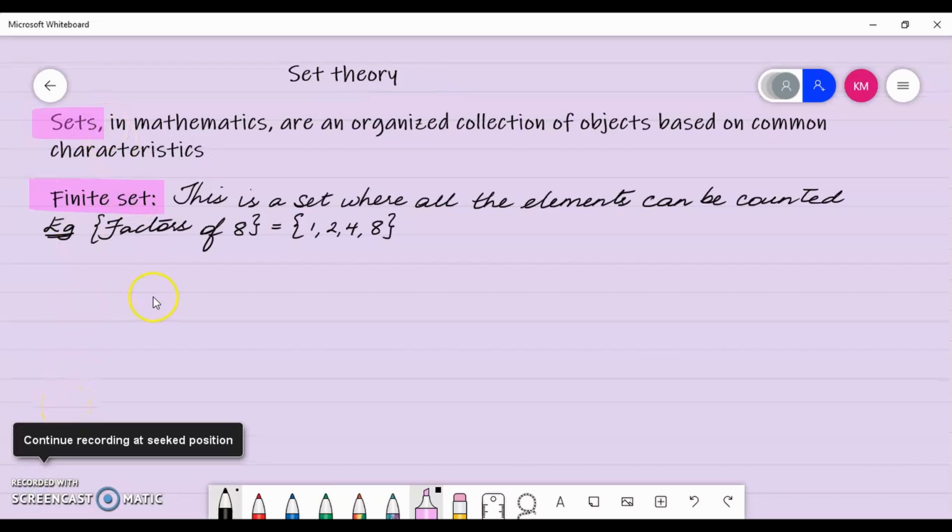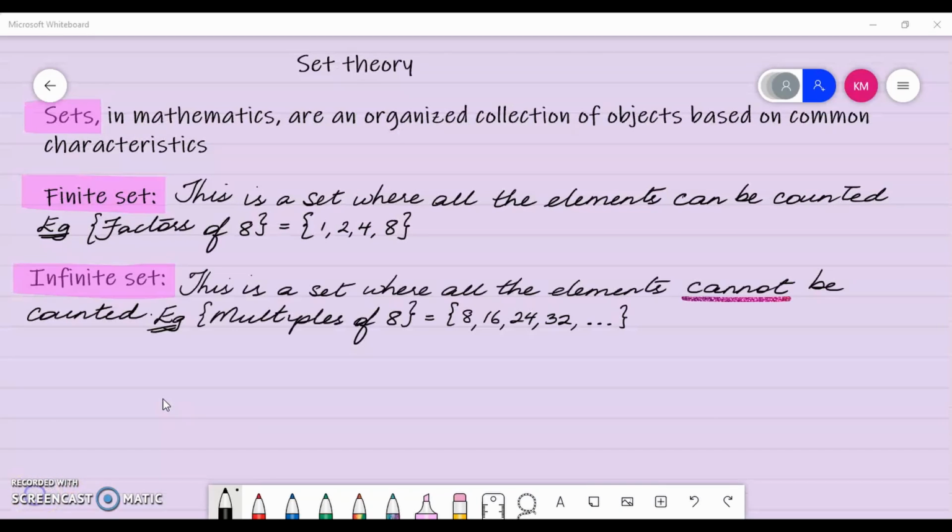Okay, so a finite set. This is a set where all the elements can be counted. For example, factors of 8. I know the factors of 8 are 1, 2, 4, and 8, and I can list them all. So once a set can be listed or all the elements can be counted, it is considered to be a finite set.